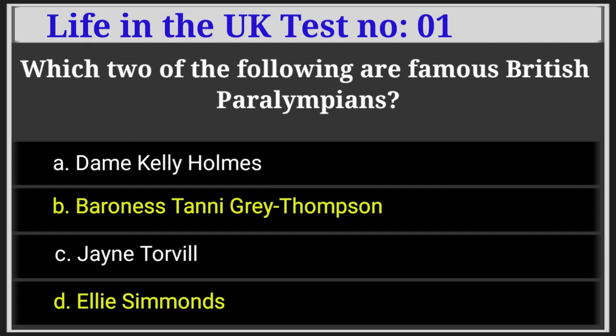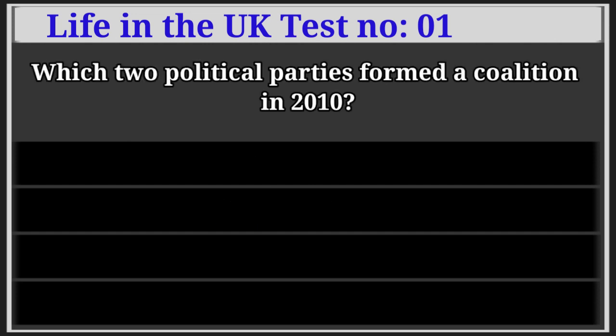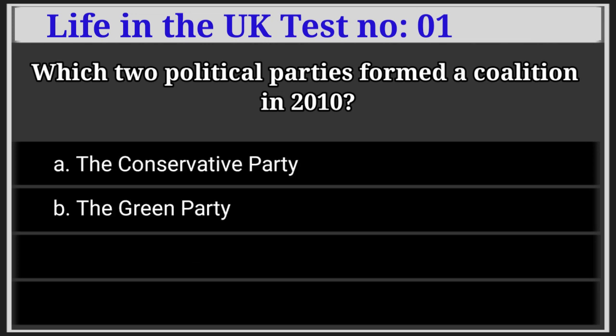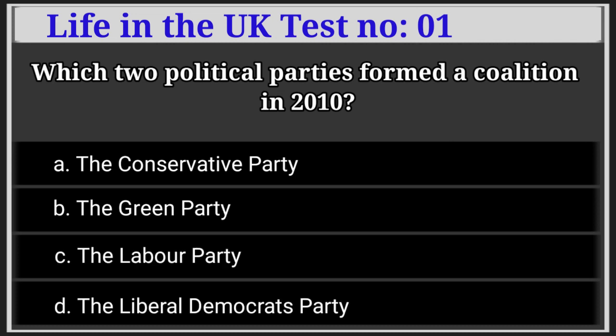Life in the UK test. Question 15 of 24. Which two political parties formed a coalition in 2010? A. The Conservative Party. B. The Green Party. C. The Labour Party. D. The Liberal Democrats Party. The correct answers are A. The Conservative Party. D. The Liberal Democrats Party.